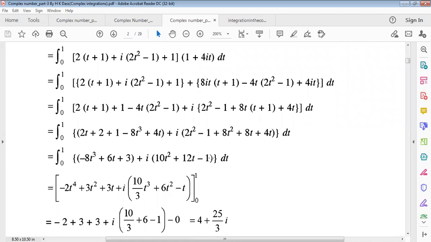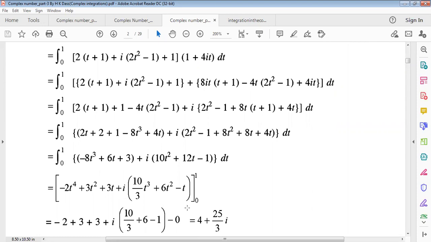Just simple integration with respect to t. All are dt. This will be t cube, t to the power 4 by 4, this will be t square by 2, and this is thrice t. And this will be i into what? Integration with respect to t: t cube by 3 and t square by 2. 12 and 2 cut 6. And one integration, only t.